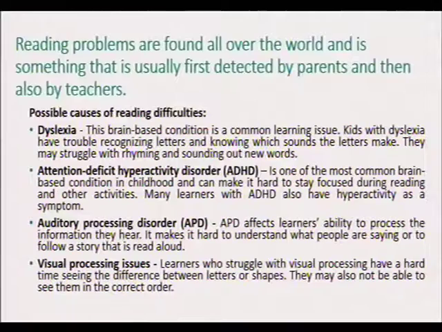And then your visual processing issues is seeing. So it's trouble with what they see and then making the connection in the brain as to what their eyes are picking up. So it's difficult for them to distinguish a difference between letters and shapes. So your B and a P and a D and letters like that, they might tend to all look the same. They might not see that there's an actual difference between them.